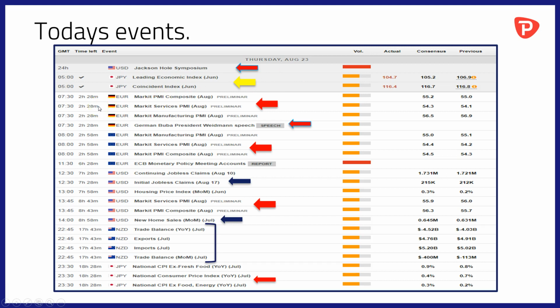Speaking of PMIs, at 7:30 a.m. GMT this morning, we will have composite services and manufacturing PMI data out of Germany for the month of August. These are, of course, preliminary reads, and that'll be followed half an hour later at 8 a.m. by similar data for the Eurozone. Again, that's manufacturing, services and composite PMI preliminary reads there. At 11:30, we'll also have the release of the ECB monetary policy meeting accounts.